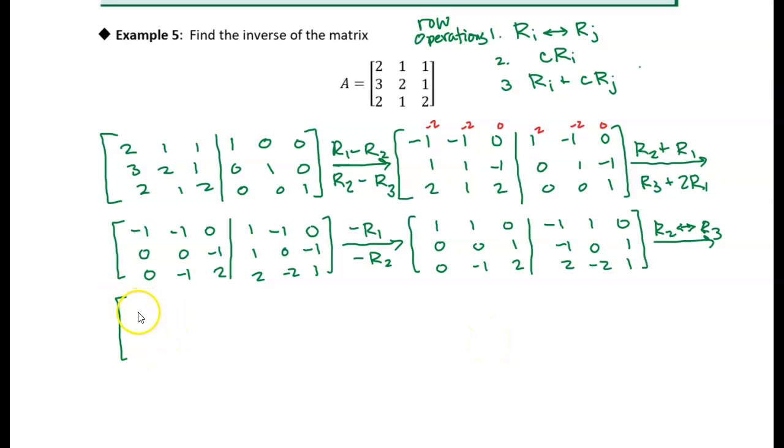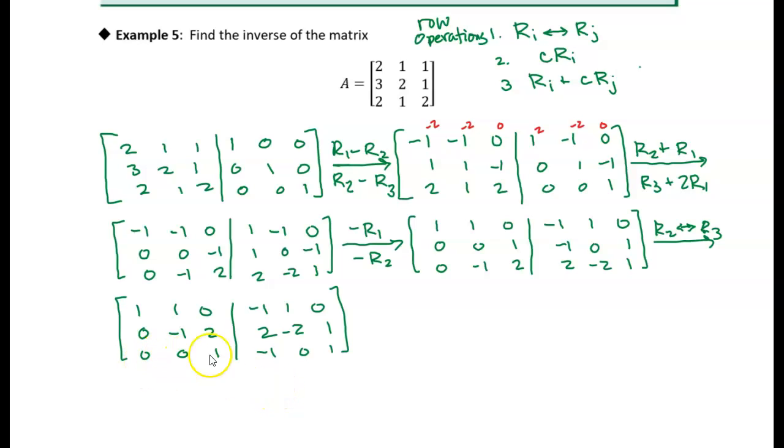So I'm going to leave row 1 alone. So that's 1, 1, 0, -1, 1, 0. And so the row 3 becomes row 2. So that's 0, -1, 2, 2, -2, 1. And then finally, I'll just move row 2 down to row 3. So 0, 0, 1, and -1, 0, 1. Alrighty. Put my little bar down the middle. Okay, so I'm getting there.